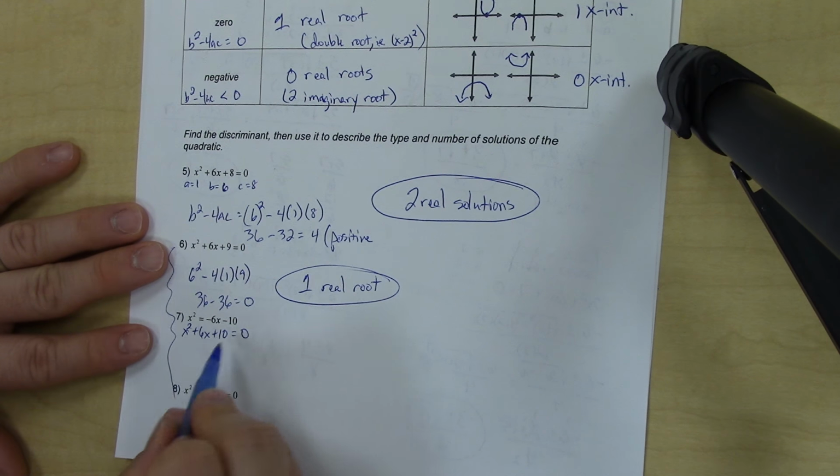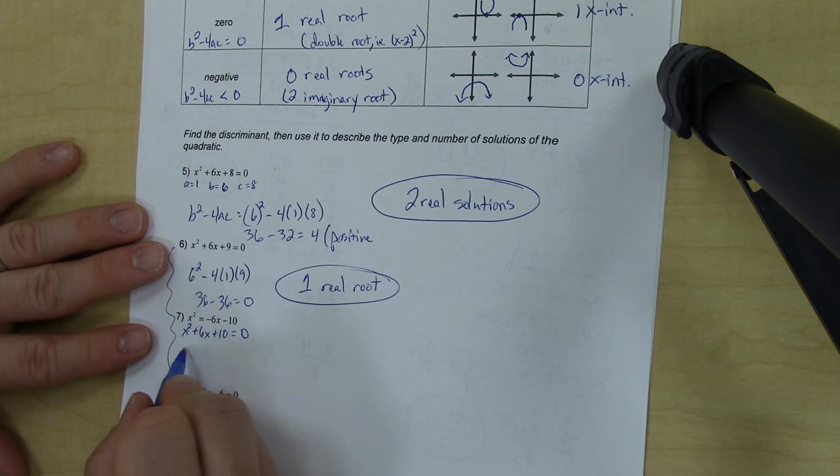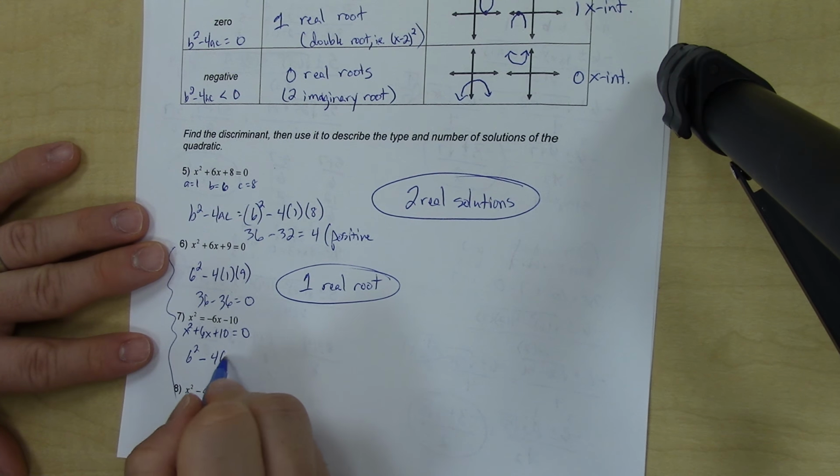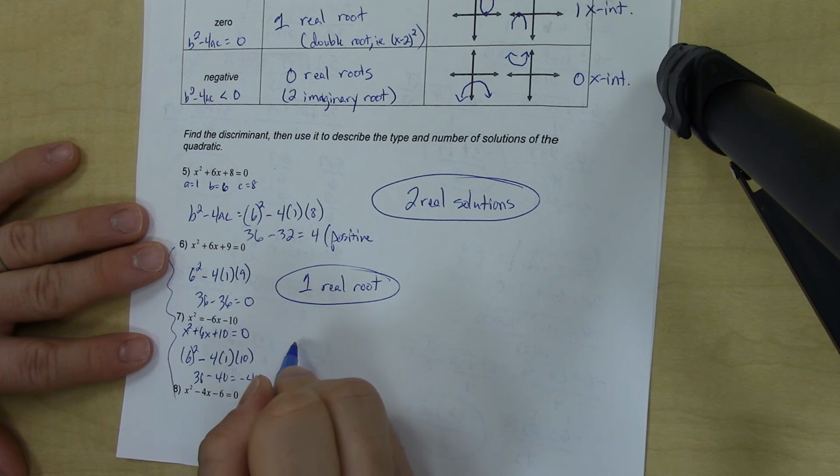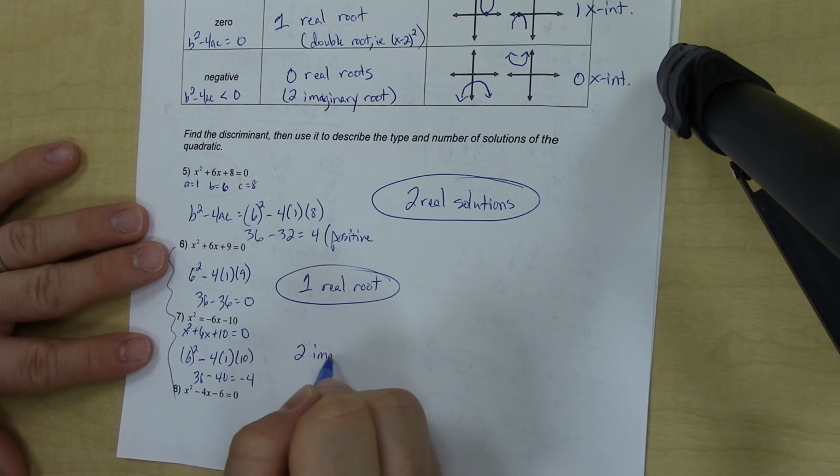Make sure again it always has to equal 0 before I use it. I've got my b now is 6 squared minus 4 times 1 times 10. 36 minus 40 is negative 4. So 2 imaginary roots.